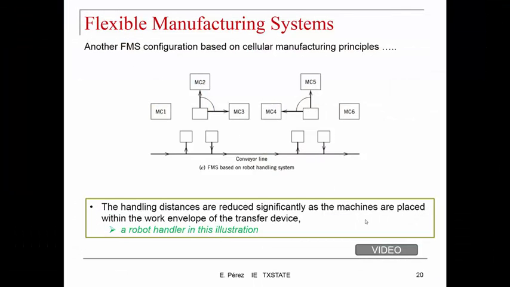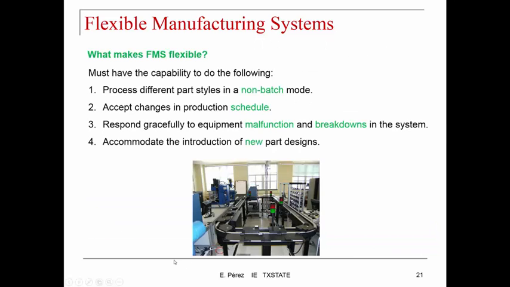Okay, so that was an example of this material handling that you can use for this flexible manufacturing system. So what makes flexible manufacturing systems flexible? They have the capacity to do the following: process different part styles in a known batch mode, accept changes in production schedule, respond gracefully to equipment malfunctions and breakdowns in the system, and accommodate the introduction of new part designs.